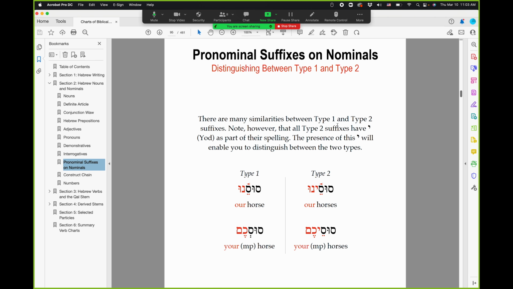He says the primary difference here is that some prepositions take type 1, and singular nouns take type 1, and some prepositions take type 2, and plural nouns take type 2, but the difference in form between these two is primarily the yod at the beginning. Okay, that's the difference here.